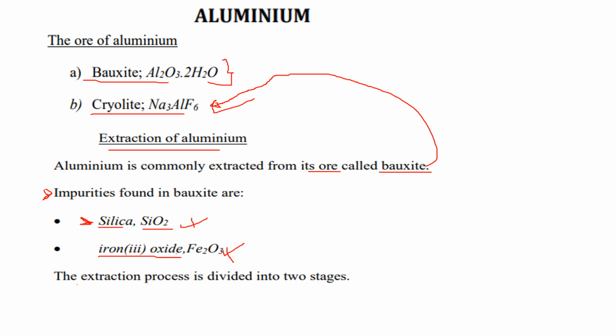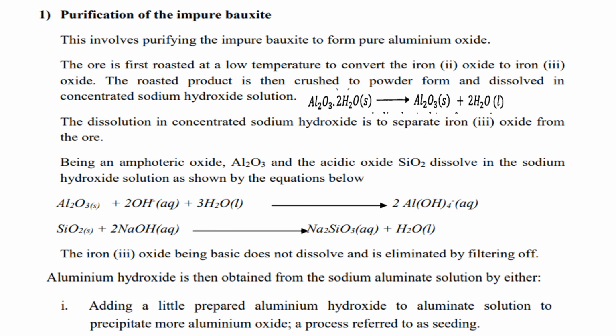We are saying that the extraction process is divided into two stages, as we are going to see on our next page. The first stage is going to be purification of the impure bauxite, which involves purifying the impure bauxite to form pure aluminium oxide. Now you saw the formula of bauxite. Bauxite is aluminium oxide attached to two water molecules. So this is the formula of bauxite.